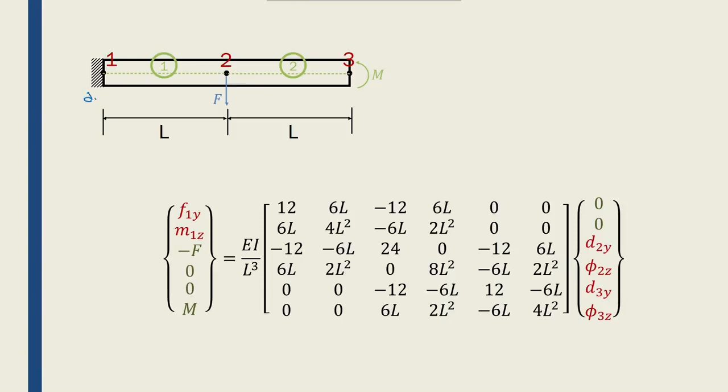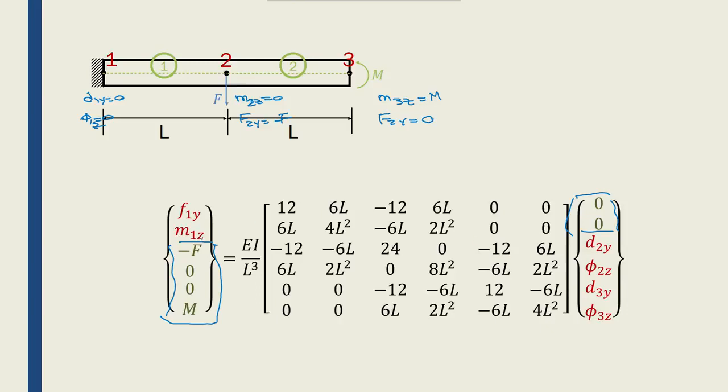Here I have d1y is equal to 0 and phi1 is equal to 0, phi1z. Here I know that m2z is equal to 0, but f2y is equal to minus f. And then here m3z is equal to m, but f2y is equal to 0. And I can put those boundary conditions here. I know these nodal loads and these nodal displacements from the problem statement.